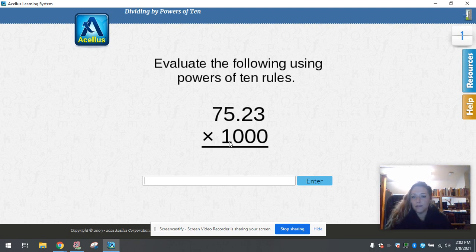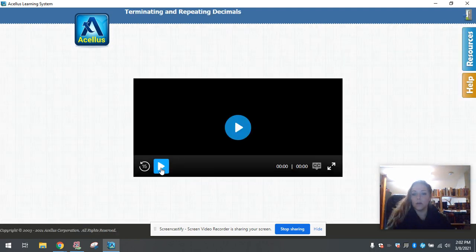75.23. I have 1,000. That's 3 zeros. I'll move my decimal point to the right 3 times. I'd fill in this 0. My decimal would be over here. So I'd have 75,230. Or you can put it in a calculator. And we're on to the next lesson.